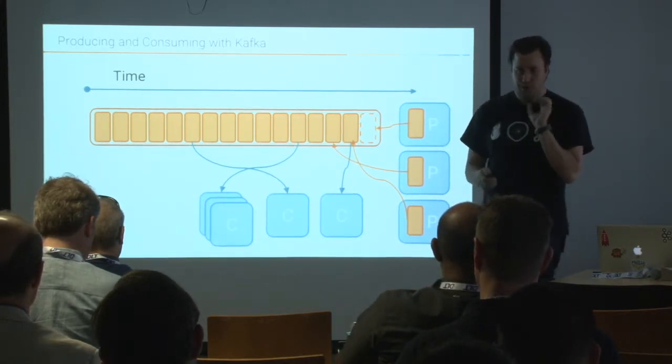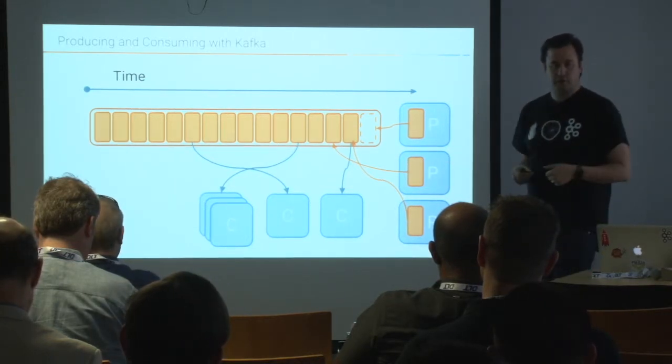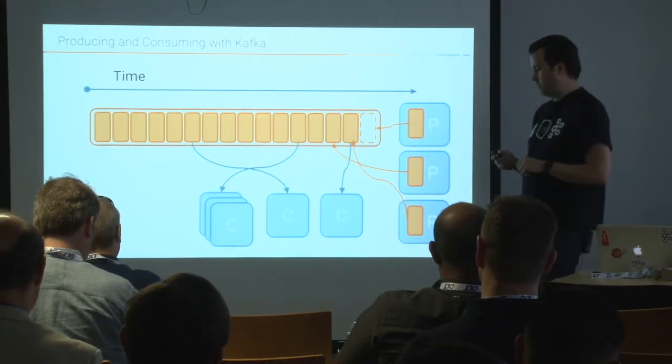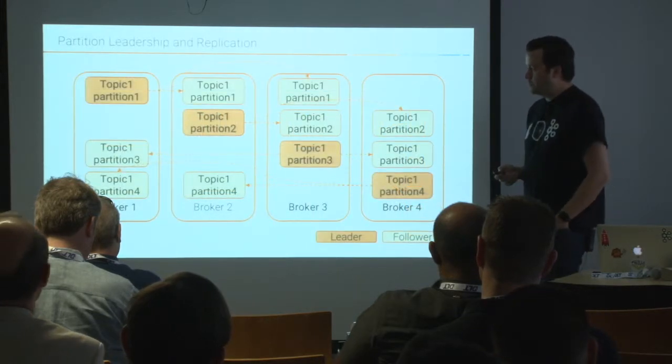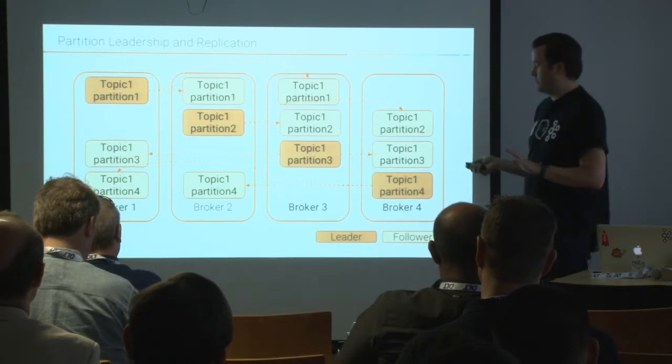The partitioning is where you get parallelism, and I'll show you this. Producers are also producing. You have multiple producers producing to the same partitions, same topics, same everything like that. Data is distributed around the cluster. So this is a really, really simple logical view of how the data works.